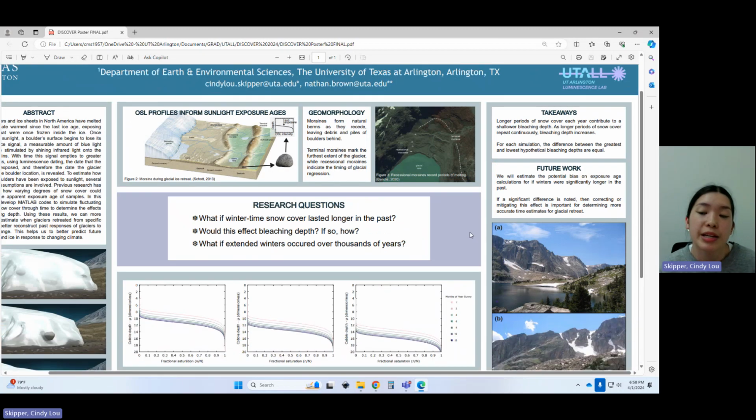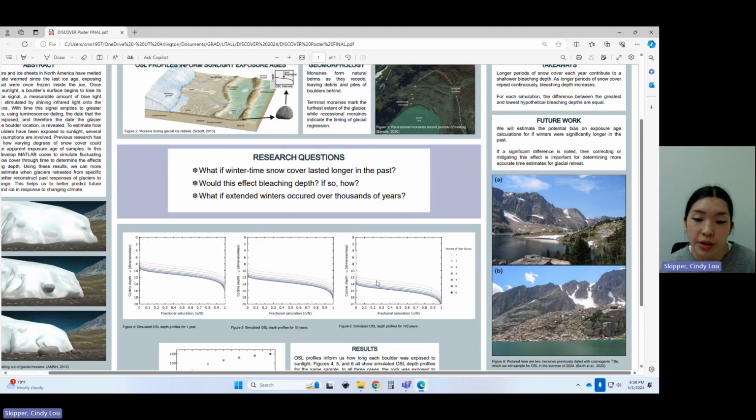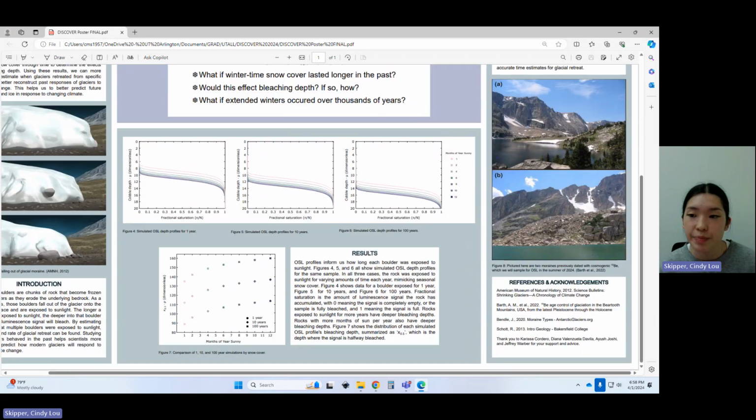For future work, we will estimate the potential bias on exposure age calculations if winters were significantly longer in the past. So there is a difference between if it was 1 month of the year sunny versus if there was no snow coverage at all. If there is a significant difference noted, then we will have to correct or mitigate this to determine more accurate time estimates for glacial retreat.